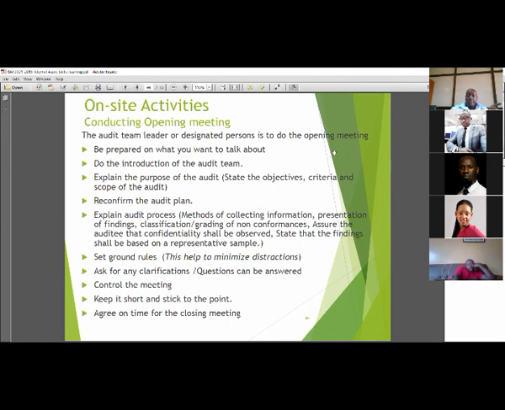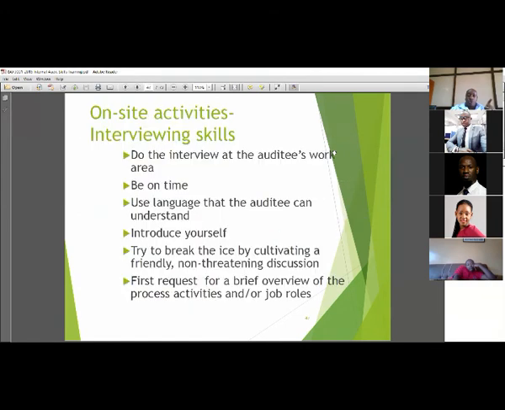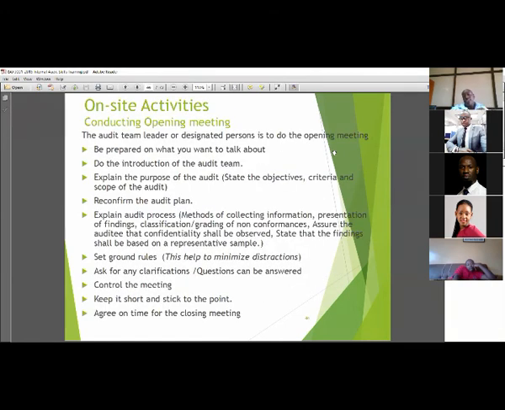So it's very important to go through those issues. Otherwise, there will be problems ahead, and they may be caused because you did not go through some of these things we are talking about. You did not set the objectives, the audit criteria, the scope of the audit. You did not reconfirm the audit plan. You might find there are some troubles coming out as you go ahead.